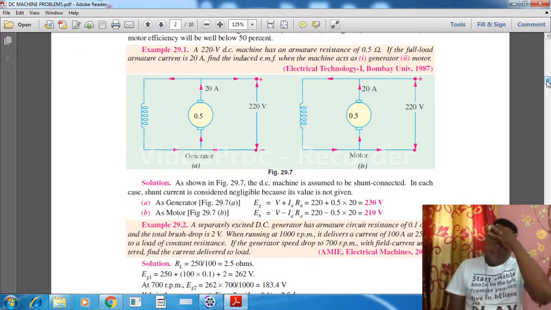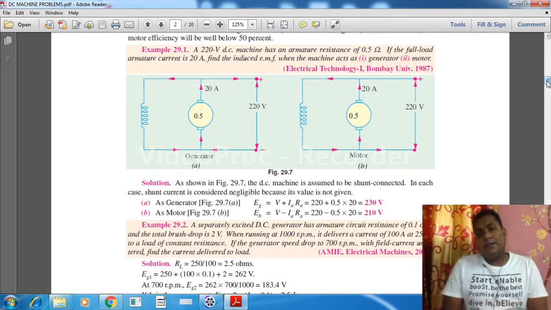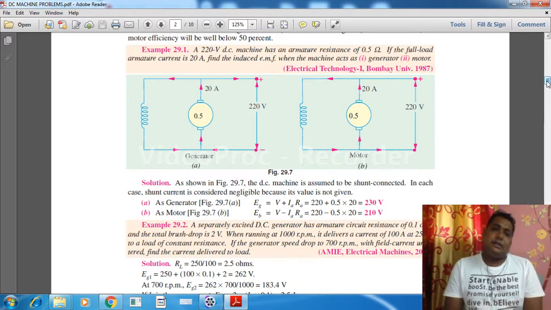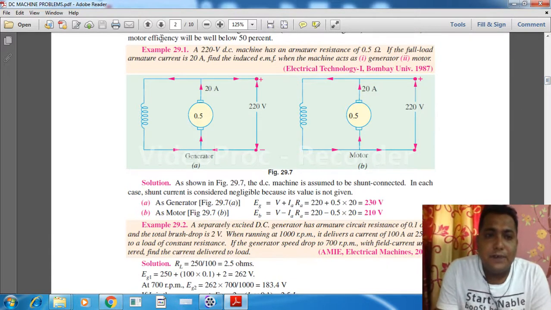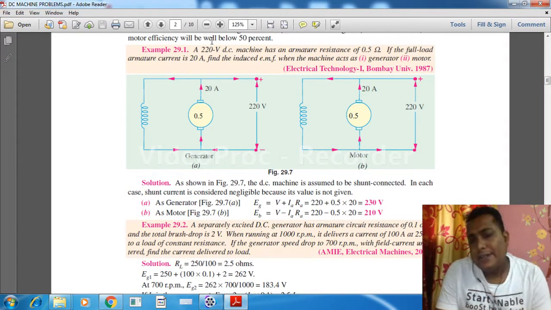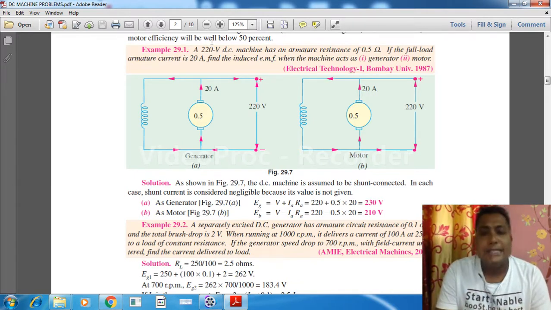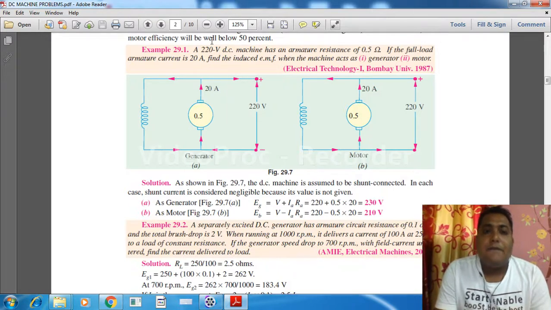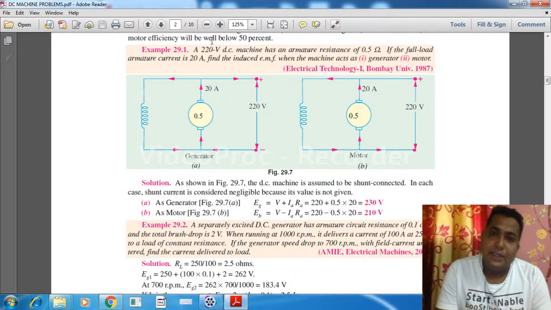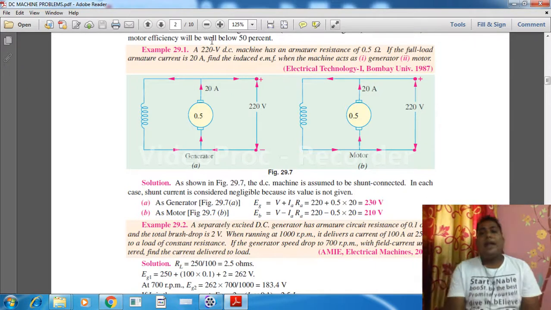Yes, so we are starting with an example. A 220 volt DC machine has an armature resistance of 0.5 ohm. First follow my pointer. First we are solving this example 29.1. What is first written over here? A 220 volt DC machine has an armature resistance of 0.5 ohm. If the full load armature current is 20 ampere, find the induced EMF when the machine acts as a generator and as a motor.